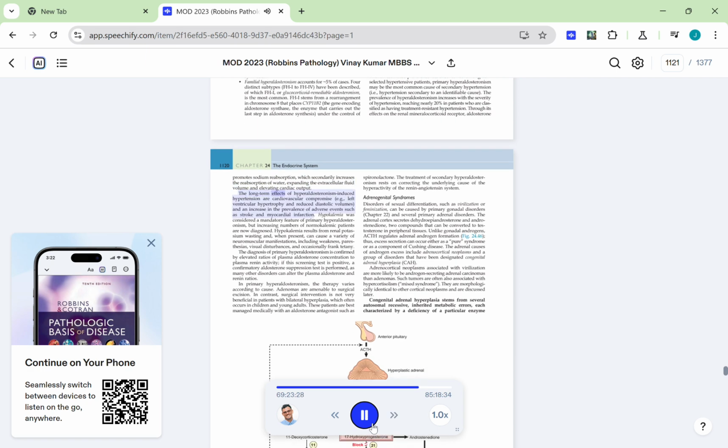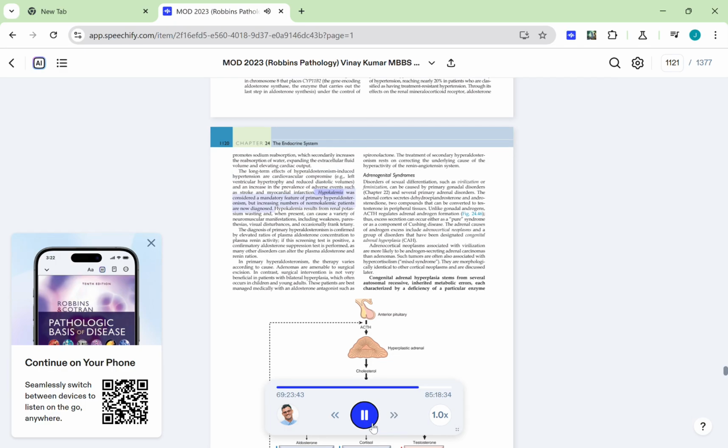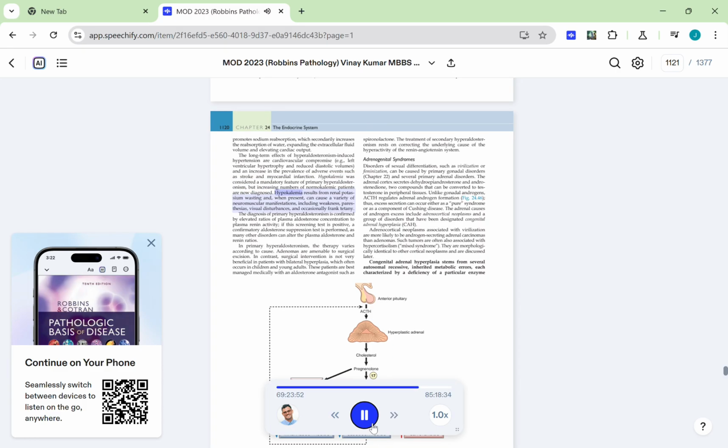The long-term effects of hyperaldosteronism-induced hypertension are cardiovascular compromise and an increase in the prevalence of adverse events such as stroke and myocardial infarction. Hypokalemia was considered a mandatory feature of primary hyperaldosteronism, but increasing numbers of normokalemic patients are now diagnosed. Hypokalemia results from renal potassium wasting and, when present, can cause a variety of neuromuscular manifestations, including weakness, paresthesias, visual disturbances, and occasionally frank tetany.